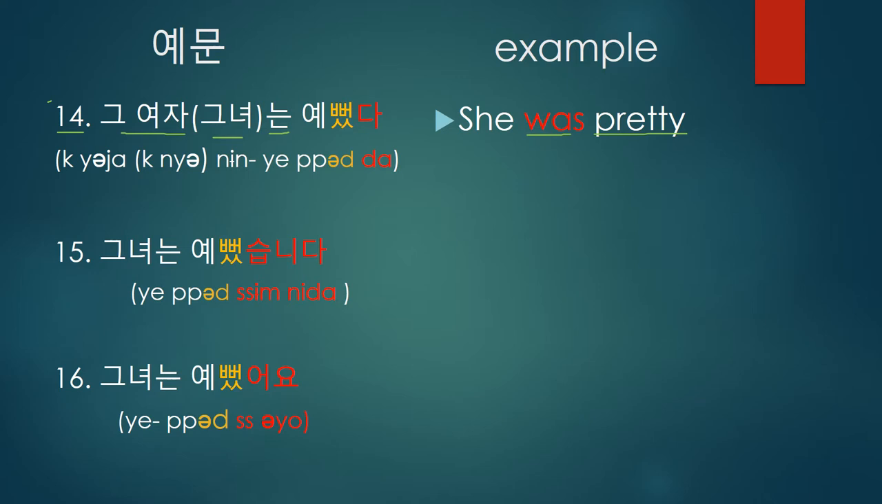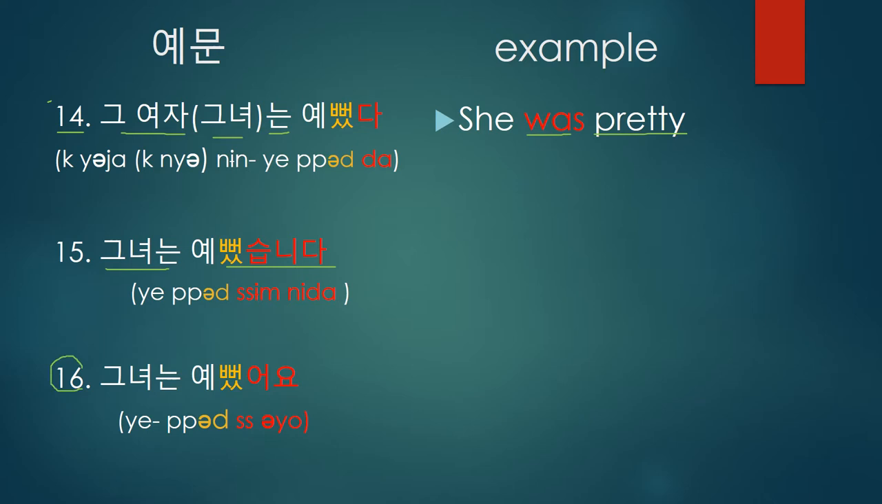15. 그녀는 예뻤습니다. She was pretty. It's a formal sentence of written, also spoken Korean. 그녀는 예뻤습니다. Number 16.